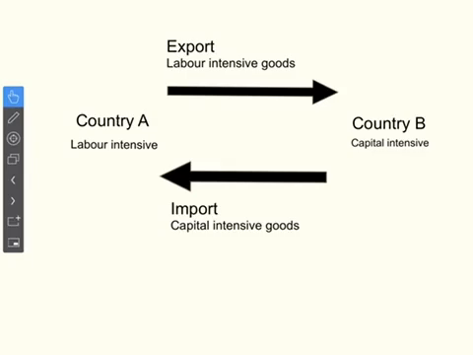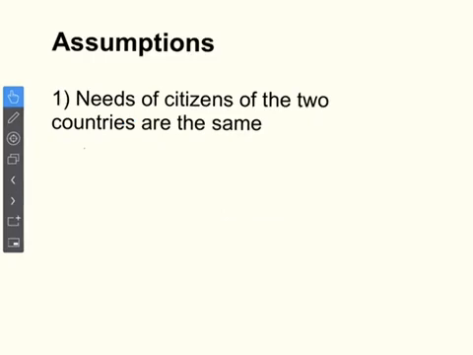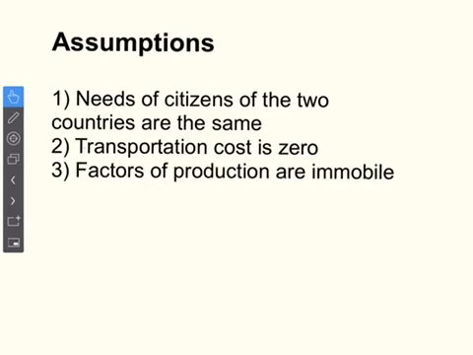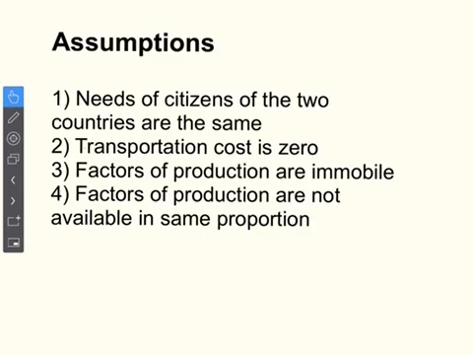In this case, country A has a lack of capital-intensive goods, so it has to import them from country B. Country B has a lack of labor-intensive goods, so it has to import them from country A. The assumptions of the model are as follows. A. Needs of citizens of the two countries are the same. B. Transportation costs between the countries are zero. C. Factors of production in both countries are immobile. D. Factors of production in both countries are not available in the same proportion.